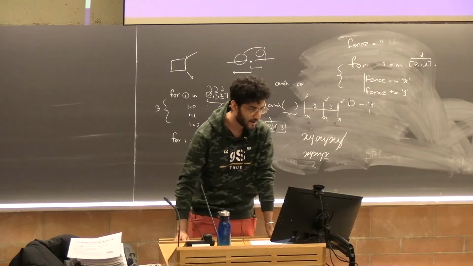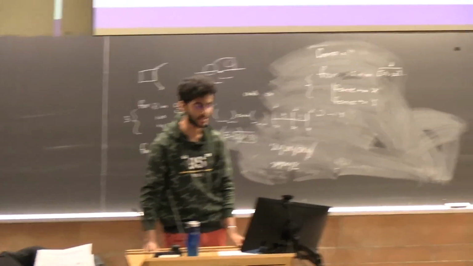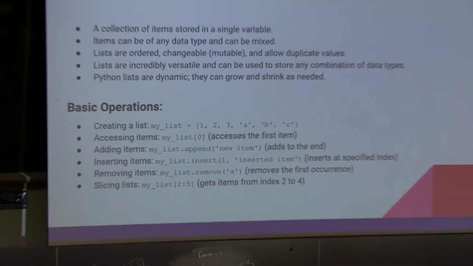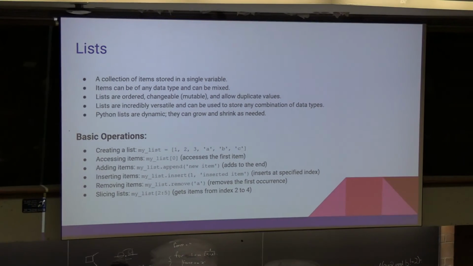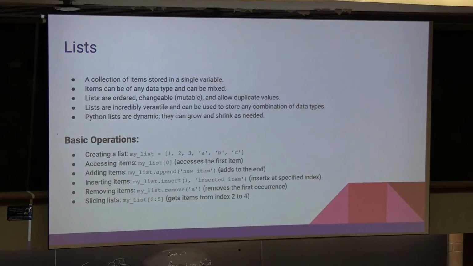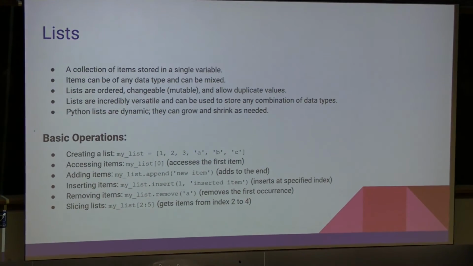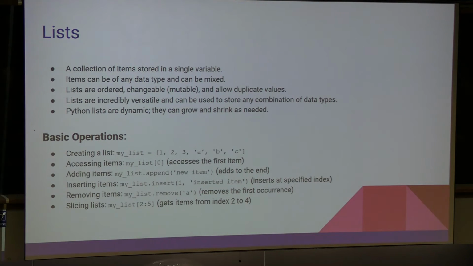Okay, let's see, what do we have? We have lists. We covered strings in this review seminar before. What is a string in very, very basic terms? It's in some sense sort of an array or a list of characters. So what do you have right now? You have a collection of items stored in a single variable.